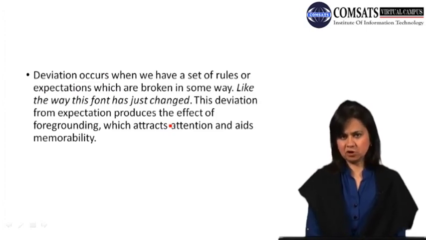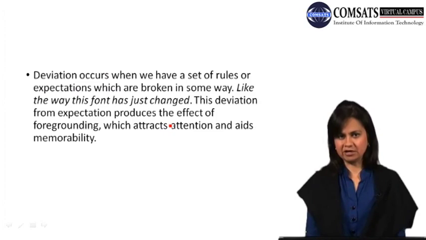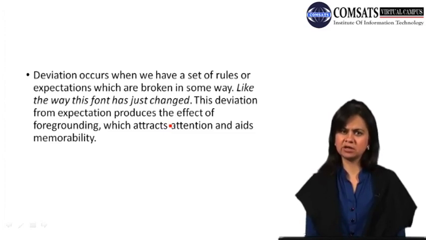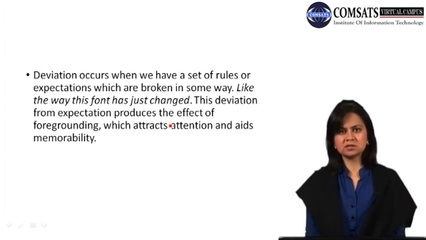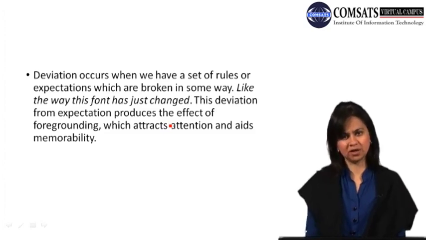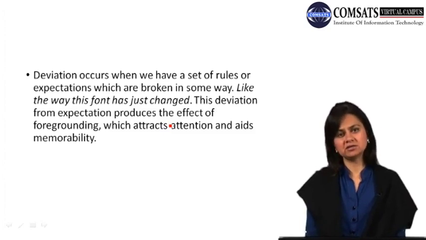Deviation as a phenomenon or as a technique for writers occurs when we have a set of rules or expectations which are broken. As the very word deviation suggests, it encompasses within it the word deviant. Deviant means something that is irregular, something that is going wayward or strange. So when rules, expectations are broken in some way, that would of course be a linguistic way, because the writer is deviating or violating the rule through language.